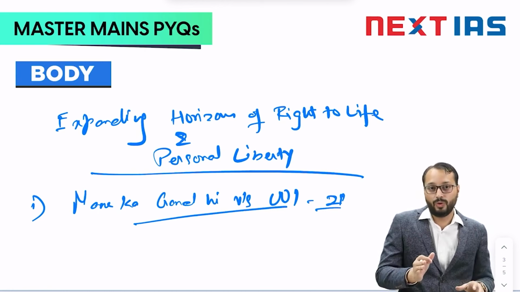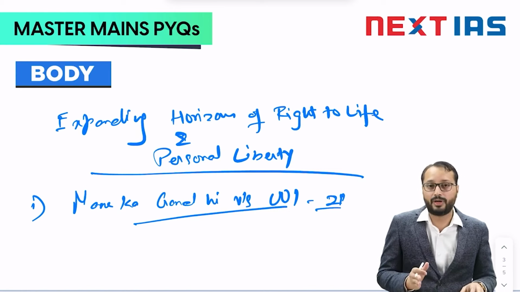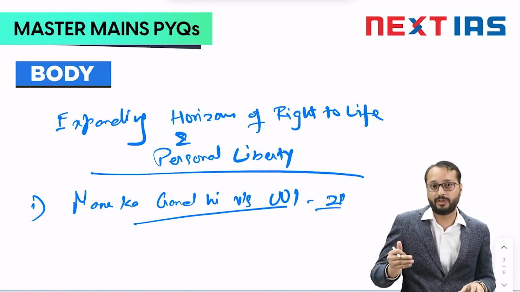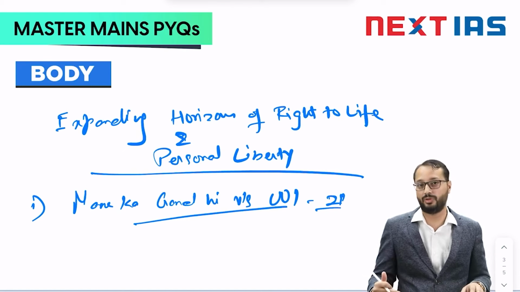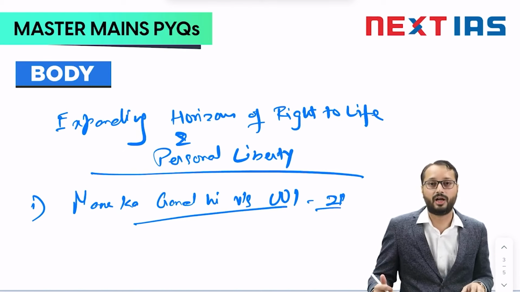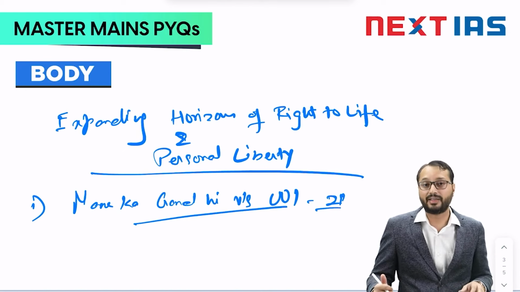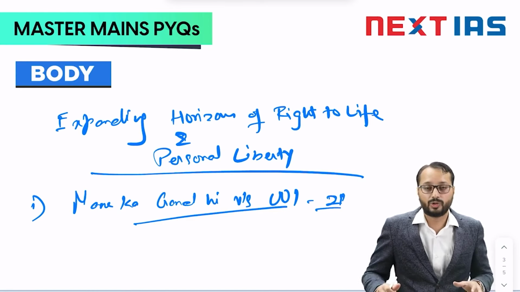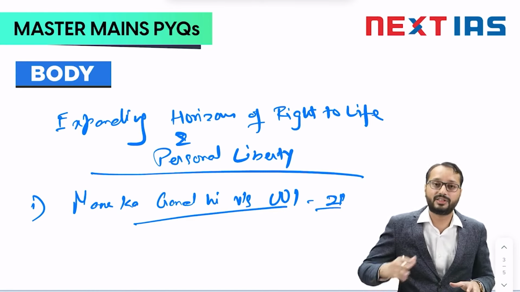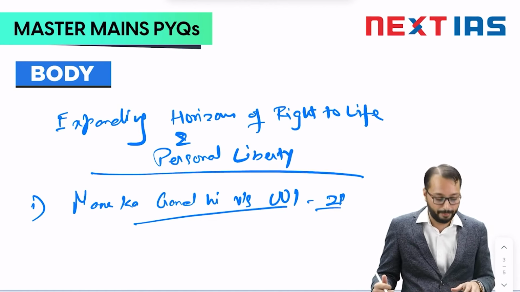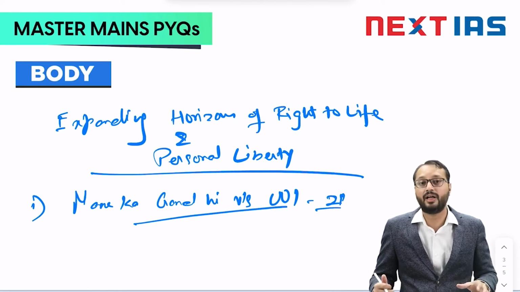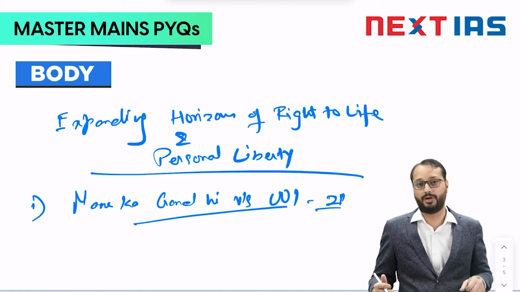Right. Now this particular case is very important because it marked a shift in the court's interpretation of procedure established by law under the Indian Constitution, which in earlier judgments like A.K. Roy versus Union of India or ADM Jabalpur versus Shivkant Shukla had been very narrow, right? So it marked a shift in the court's understanding of procedure established by law under Article 21, and the court emphasized that not just the process, the reasonability of law is also very important, right?